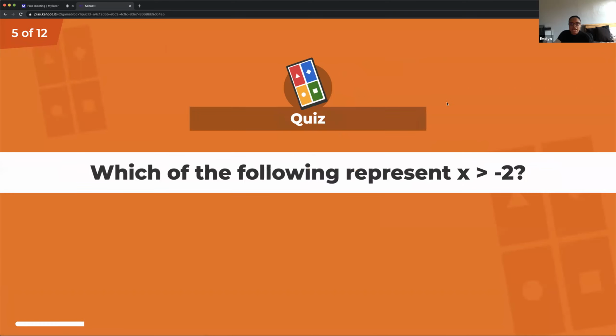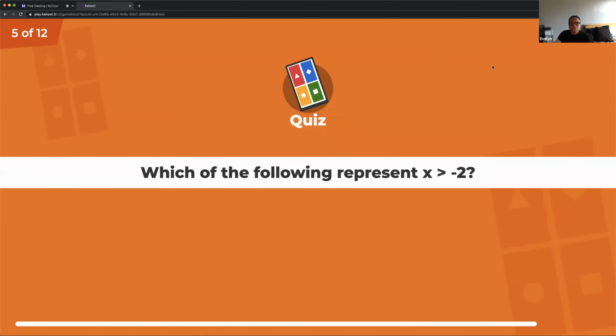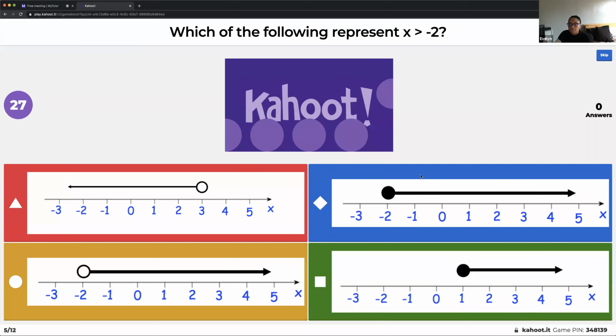Have a go at this one. Which of the following represent x is larger than -2?